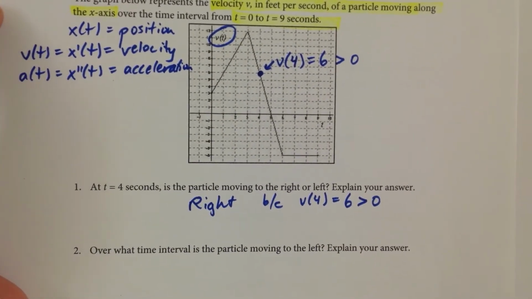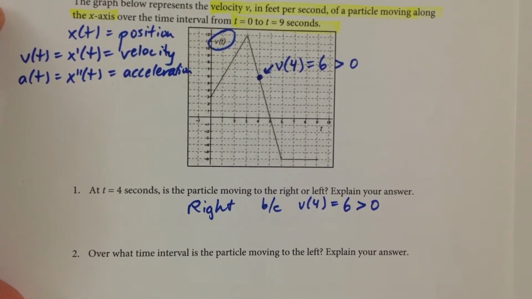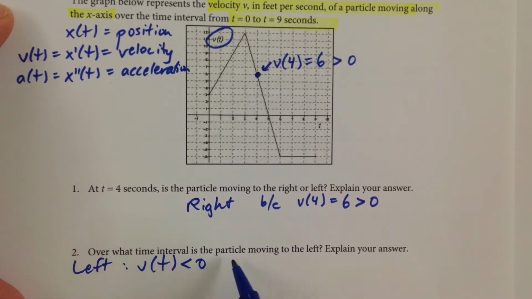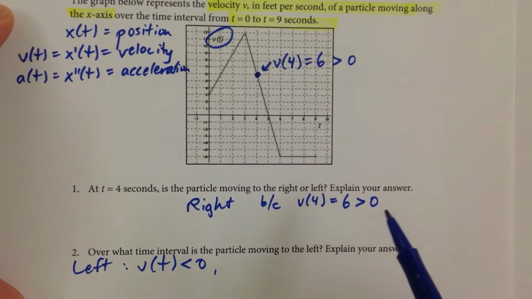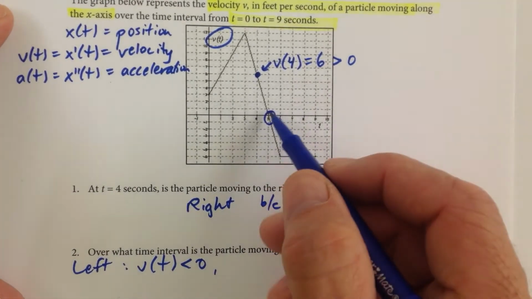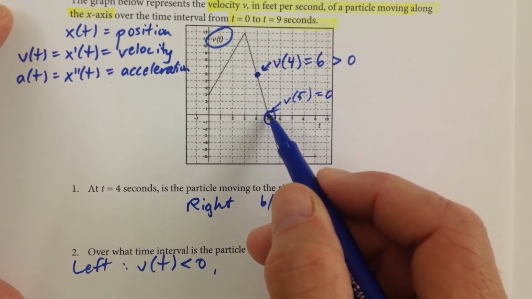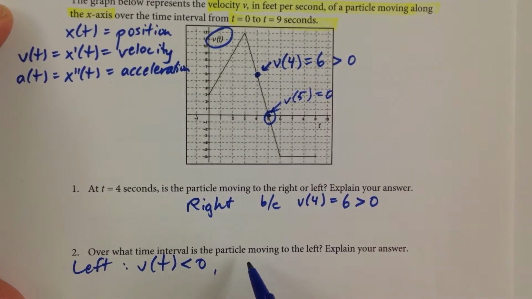For number 2, over what time interval is the particle moving to the left? Well, moving to the left means that the velocity is less than 0, which means the velocity graph is under the t-axis. And so we can see the velocity at 5 is equal to 0, and then beyond 5, from t equals 5 to 9, v of t is less than 0, on the interval from 5 to 9, including 9, but not including 5.